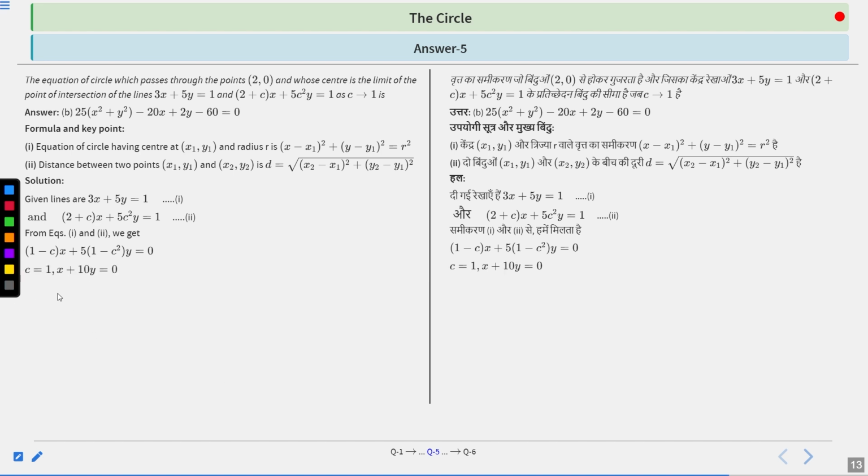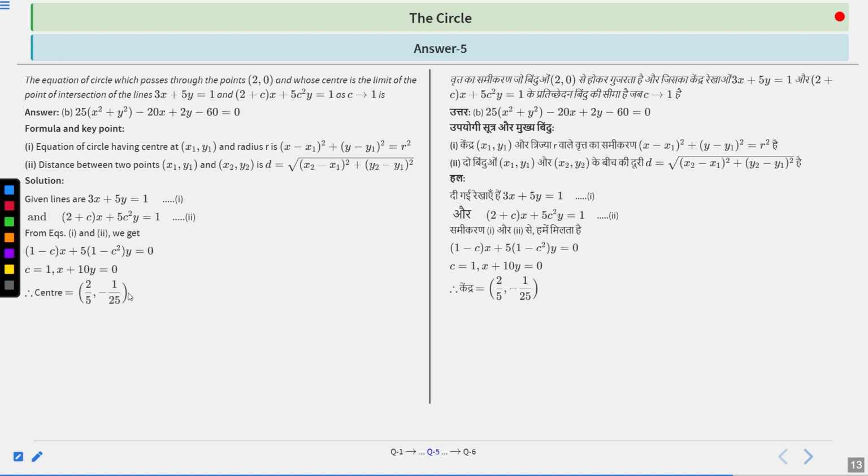Therefore, the equation will become: c can be 1, or x plus 10y is equal to 0. Why x plus 10y? Because we have taken 1 minus c as common, then the equation will become x plus 5 times 5 into 1 plus c into y equal to 0. Now, since c is tending to 1, when you put c equal to 1, you will get the equation x plus 10y equal to 0.